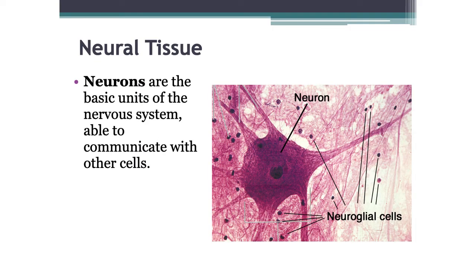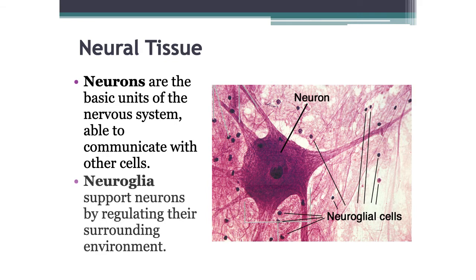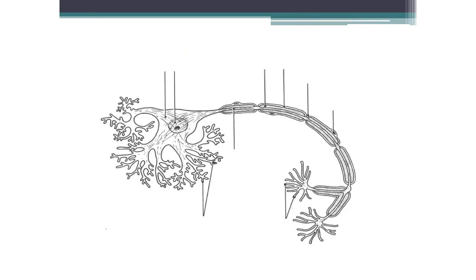So neural tissue: neurons are the basic unit of the nervous system. They are able to communicate with other cells. And neuroglia supports neurons by regulating their surrounding environment. So see those small little neuroglia cells, they help to regulate the environment. And here is a diagram of a nerve.